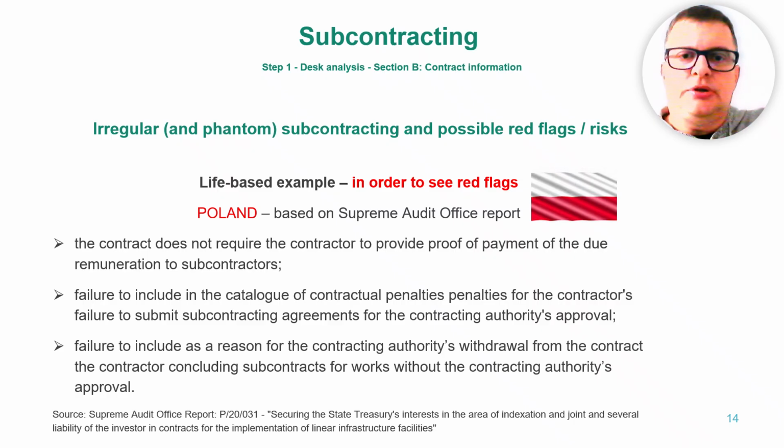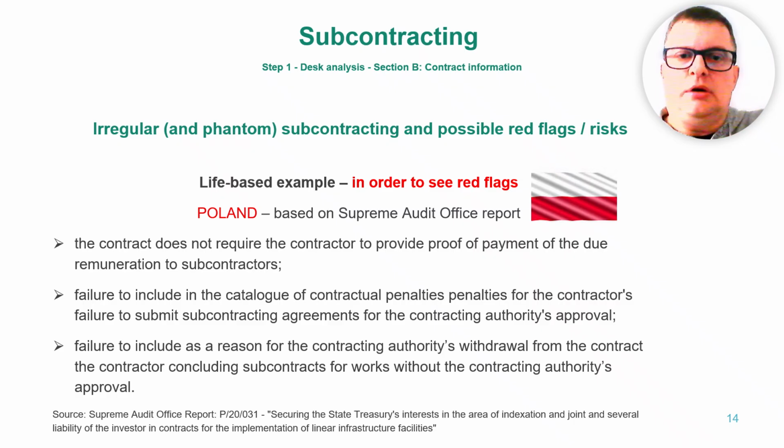Missing penalties for non-submission of subcontracting agreements. Contracts fail to include penalties if the main contractor doesn't submit subcontracting agreements for approval. Without this, the contracting authority has no leverage to enforce transparency or ensure that the subcontractors are properly vetted.